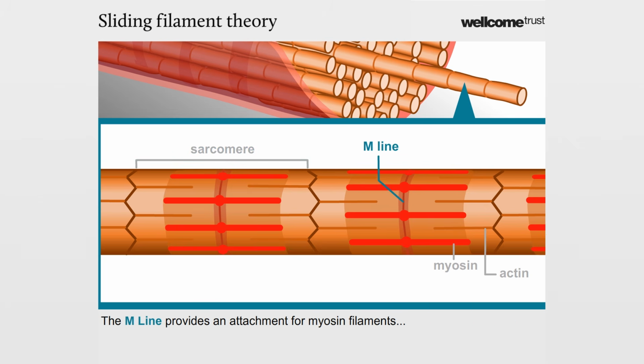The M-line provides an attachment for myosin filaments. The Z-line provides an attachment for actin filaments.